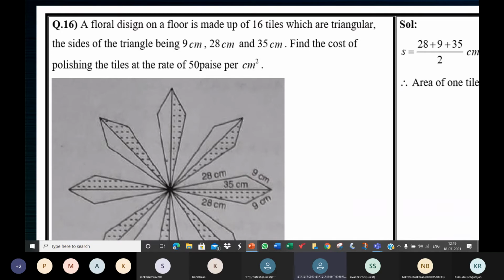Ma'am, for 1 centimeter square, it's 50 paise, ma'am. Then area of the total tiles into 50 paise. When you multiply by 50, the answer will be in rupees or paise? Ma'am, in paise, ma'am. Then we have to divide by 100 and convert it to rupees, ma'am. Yeah, correct. Please complete the answer, children.